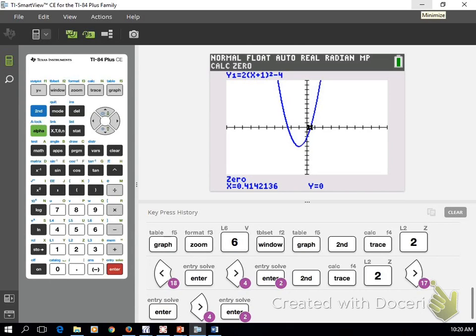Why don't you go ahead, and there are 3 more problems in your notes. Go ahead and find the solutions with your graphing calculator for those 3 functions. You can stop the video and then start it back up, and I'll find the solutions as well, and hopefully we'll get to the same things.